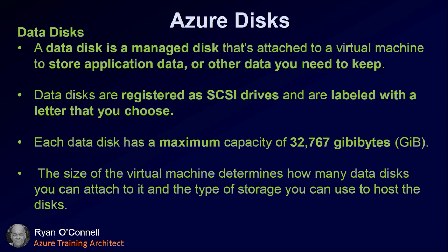Data disk. A data disk is a managed disk that is attached to a virtual machine to store applications, data, and other data that you need to keep. Data disks are registered as SCSI drives and are labeled with a drive letter that you can choose. Each data disk has a maximum capacity of 32,767 gigabytes, or 32 terabytes. So you can really put some big disks in there and have a lot of data stored on those drives. The size of the virtual machine determines how many data disks you can attach to it and the type of storage you can use to host the data disk. So keep that in mind.